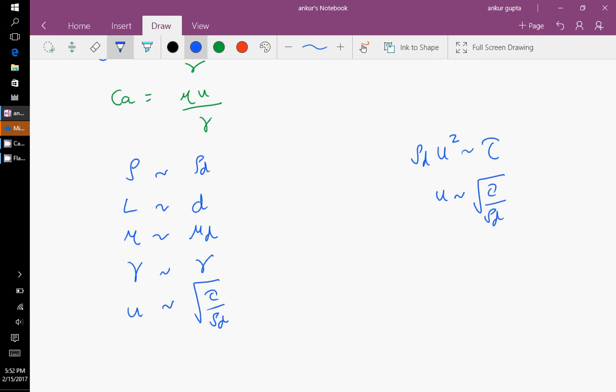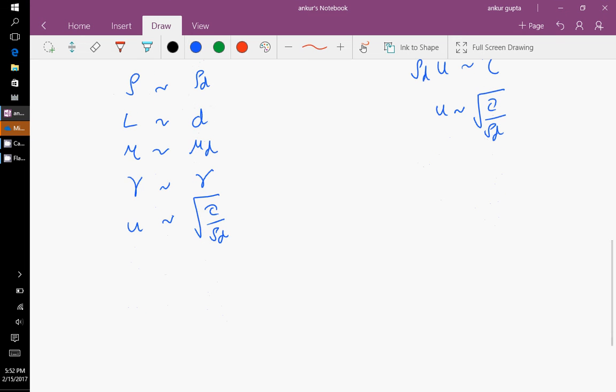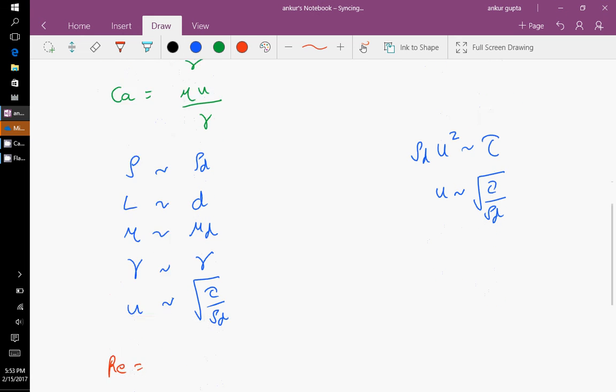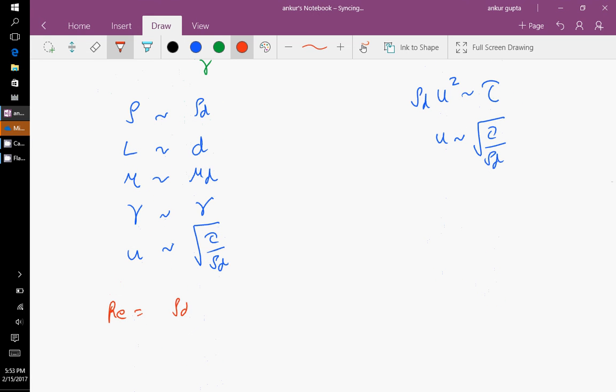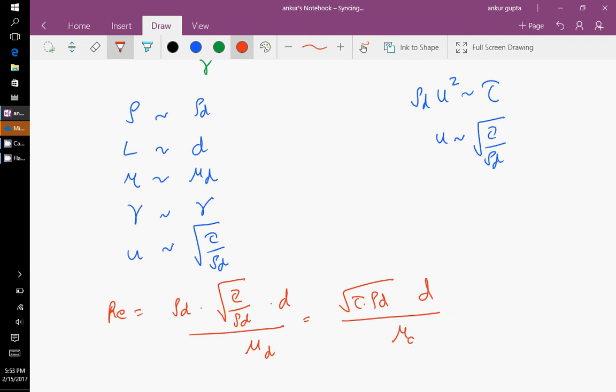So now I have everything I need for both Reynolds number and Weber number. So let's just start to substitute. Reynolds number is actually rho u L by mu. So rho is nothing but rho d. U is nothing but square root of tau by rho d. L is diameter, and then mu d, right? And if you rearrange this, this becomes square root of tau rho d into d by mu d.